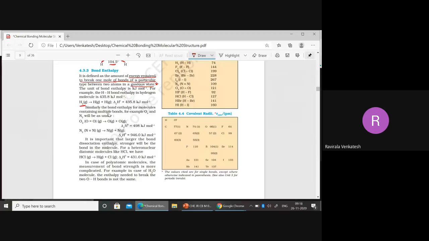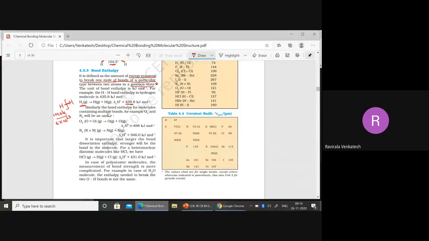For example, I have taken hydrogen, 1 mole of hydrogen molecules. 1 mole means 6 into 10 to the power of 23 molecules. When you break this bond by supplying some energy, you are breaking 1 mole of bonds. For this, 435.8 kilojoules of energy is required. This will be the bond enthalpy of hydrogen.